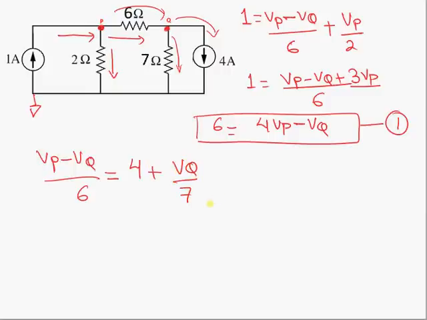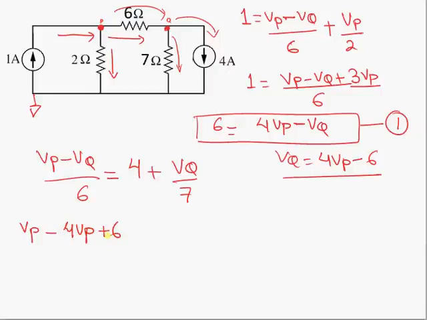Now what we can do is substitute Vq into this expression. From expression 1, Vq is equal to 4 Vp minus 6. So we can substitute this expression here: Vp minus (4 Vp minus 6), divided by 6. The negative sign changes that, and the same thing goes here.